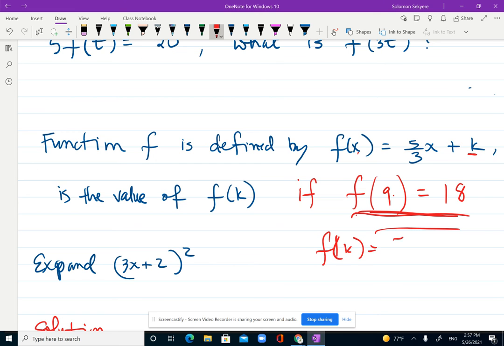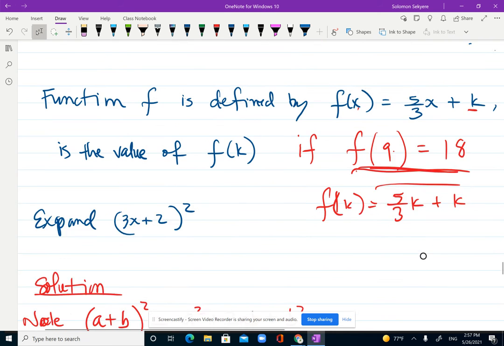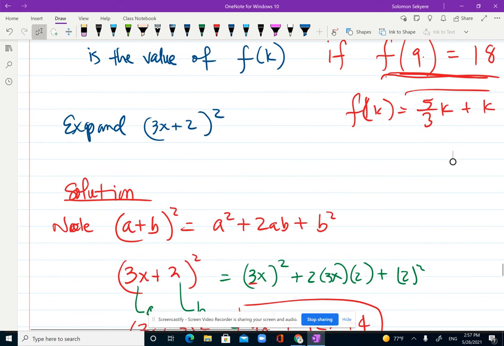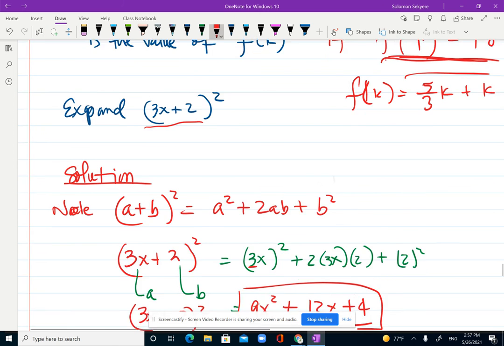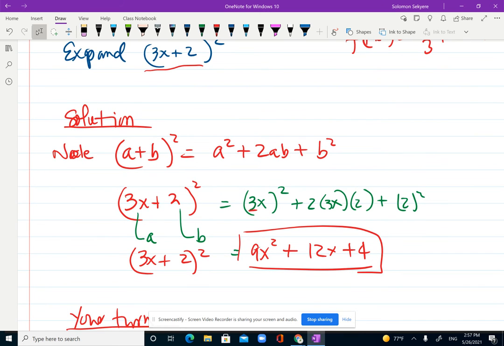which is 5 over 3k plus the value of k that you will get. Make sense? All right. Expand 3x plus 2 all squared. You remember? Okay. Perfect square trinomials.